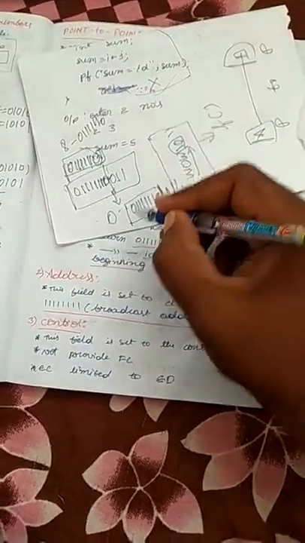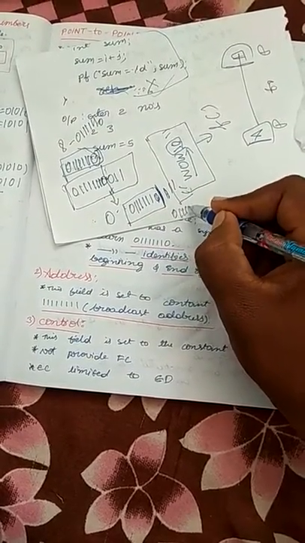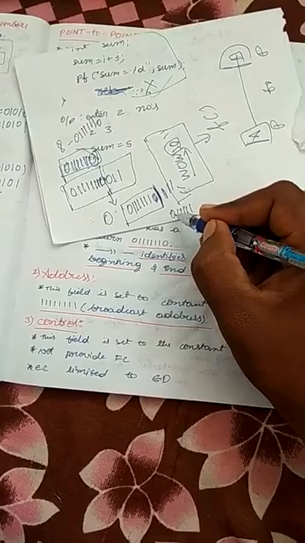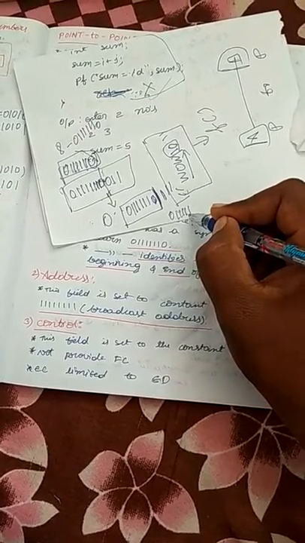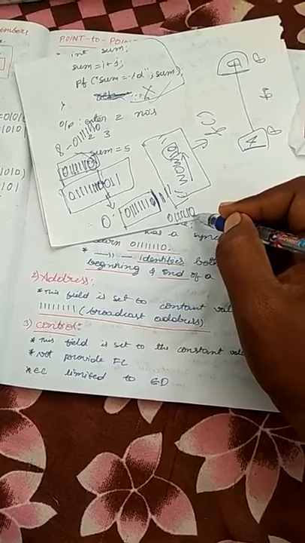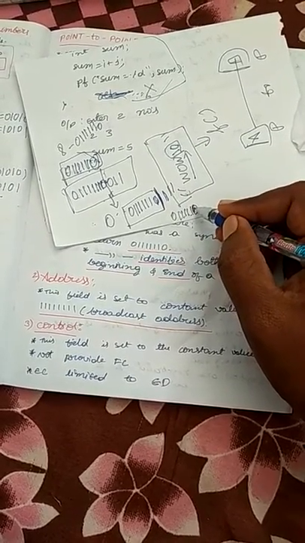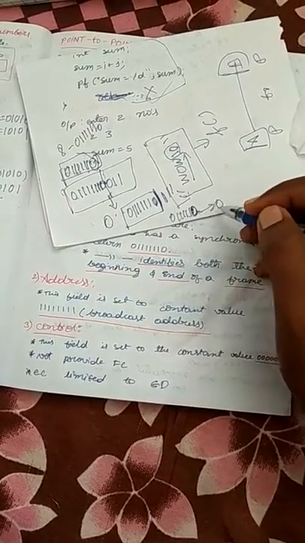To overcome this, after getting 0 1 1 1 1 1, means 0 followed by 5 ones, how to add an extra 0 at the sender. At the receiver, this 0 will be removed. That is bit stuffing.